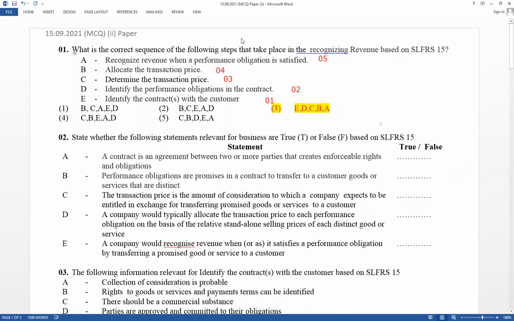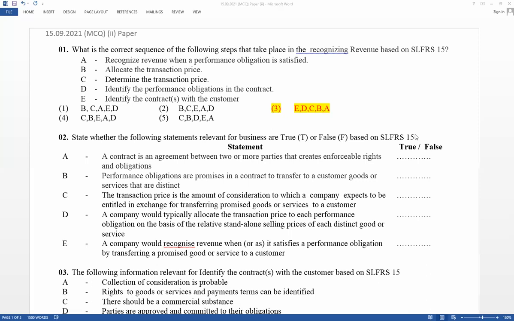Think 5-step model. Second part, ඔන්න මේ ටික පාඩම් කරගන්න ඕන. This is SLFRS 15. ඔන්න theory parts. නිතර නිතර බලන්න මේවා. Think second part. Second one, think what would be the answer? State whether the following statement relevant for business are true or false based on SLFRS 15.